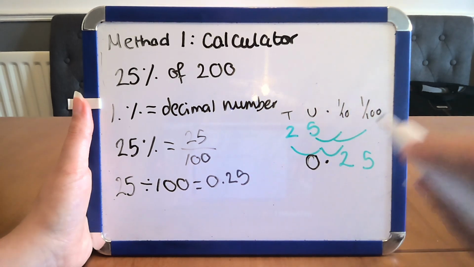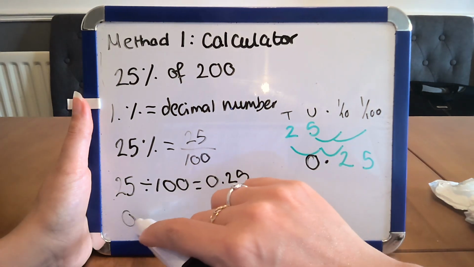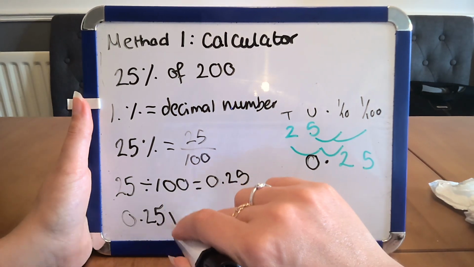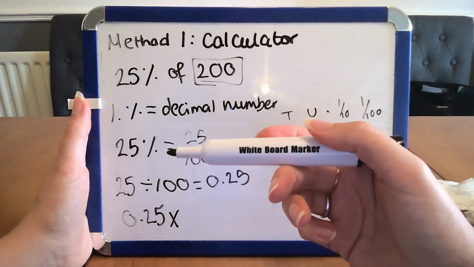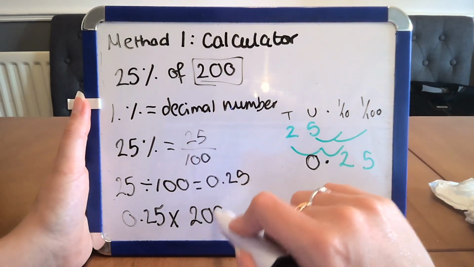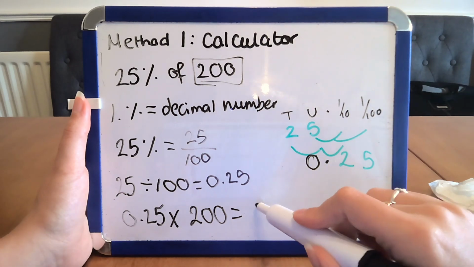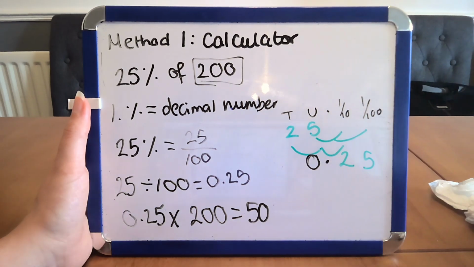So what you're then putting into your calculator is going to be 0.25 multiplied by the number that you're given. So for example, here it's 200, and that is going to be 50.